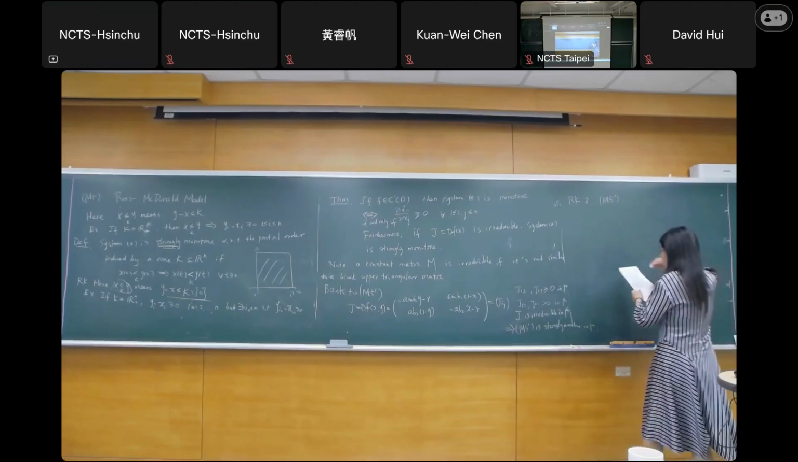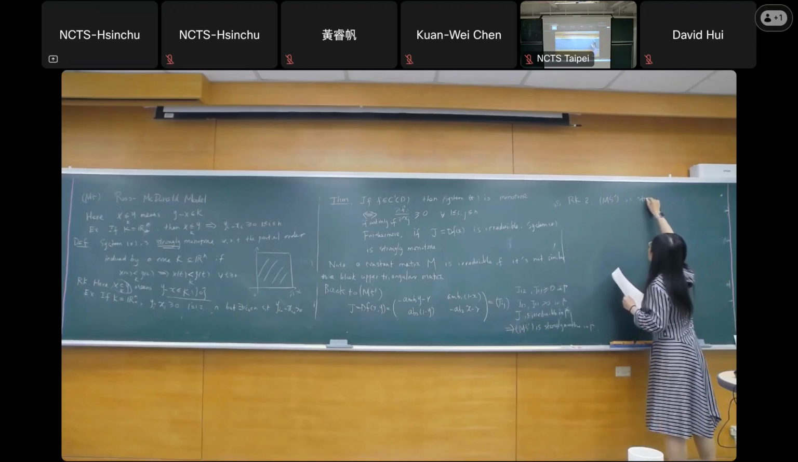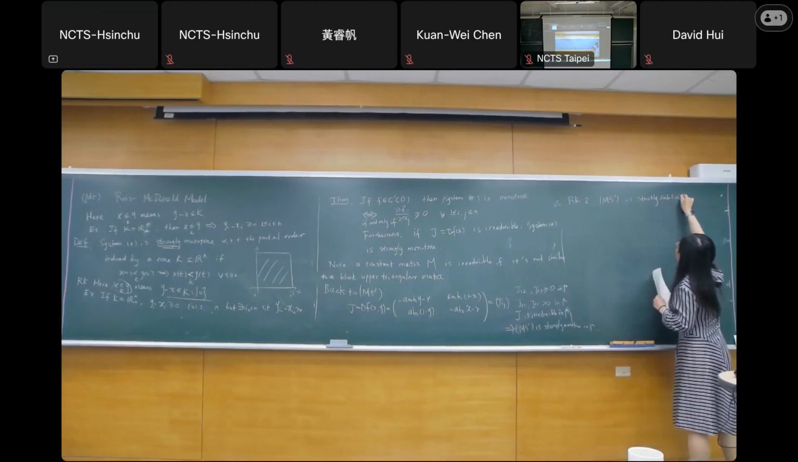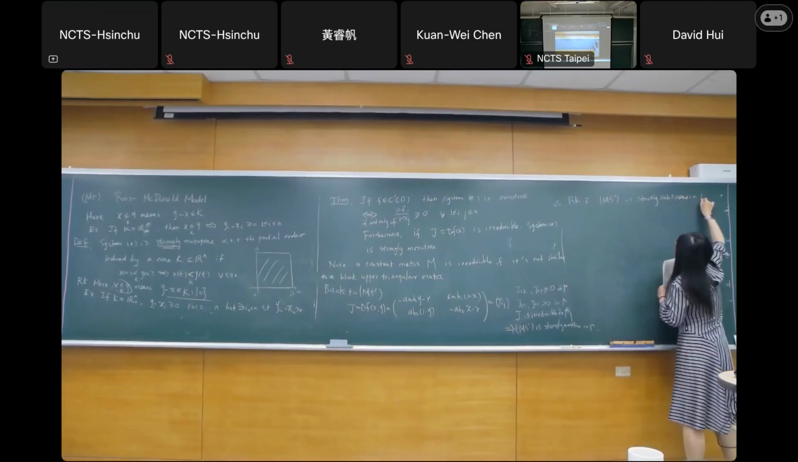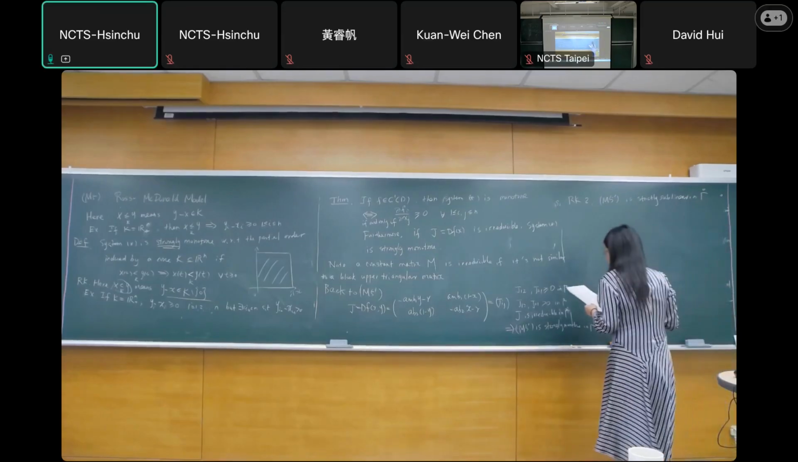Ross McDonald model 是这样子，strictly sublinear, in the interior of the biological physical region.